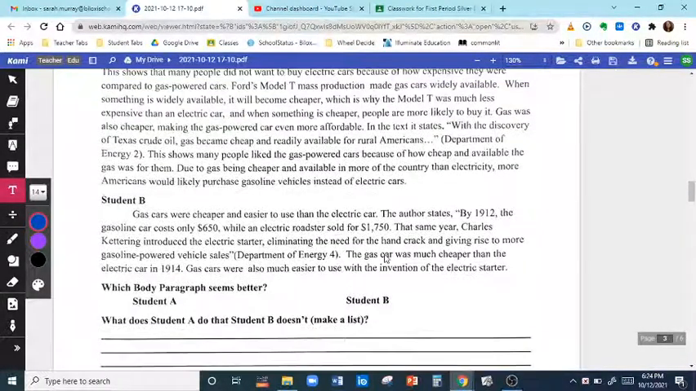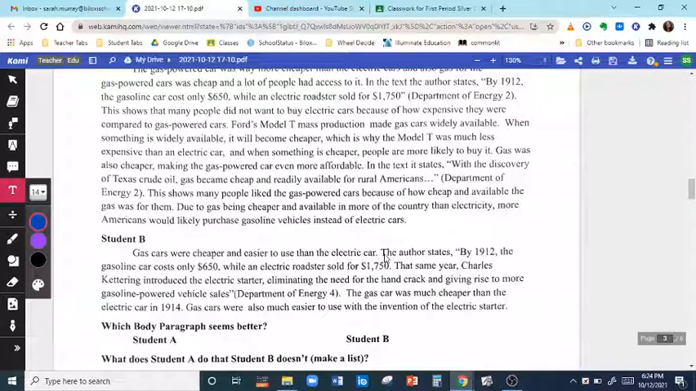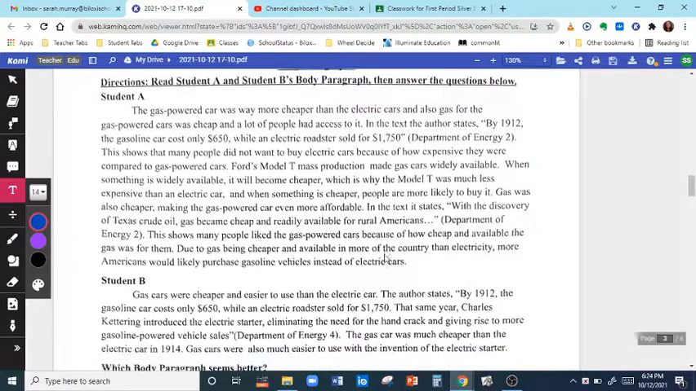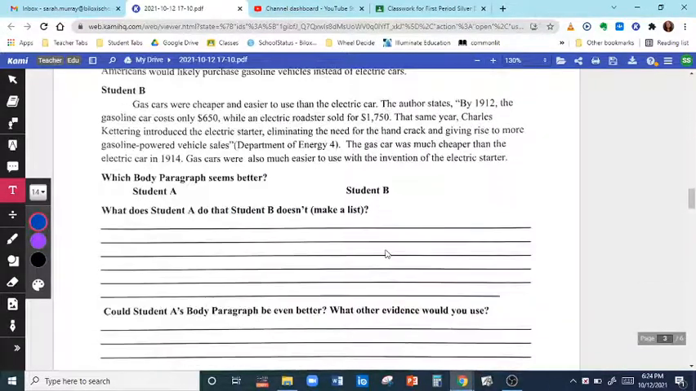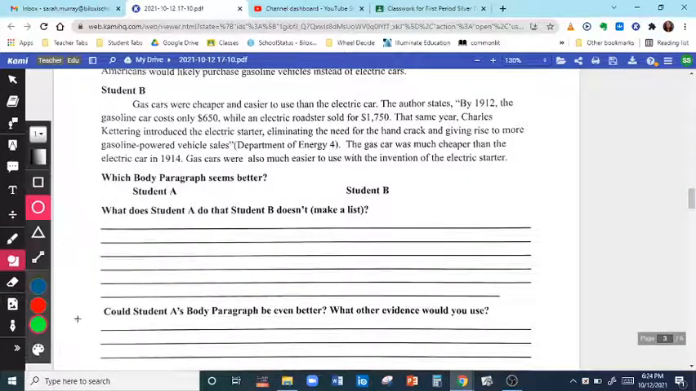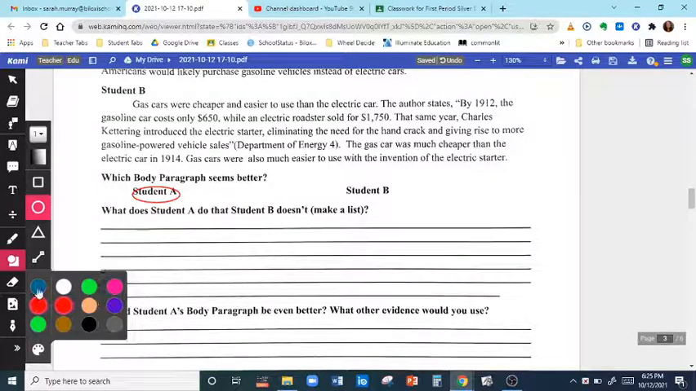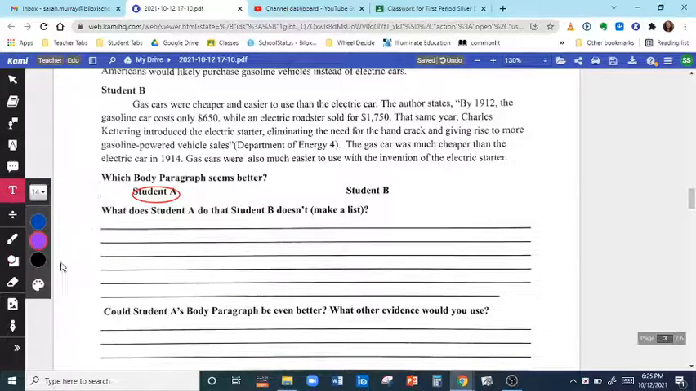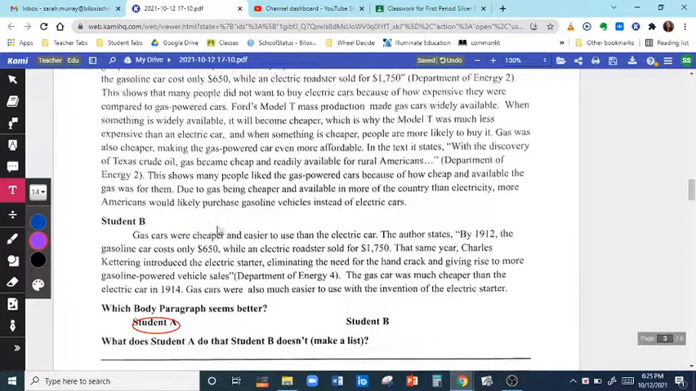Which body paragraph seems better? Again, don't look at the longer one. Look at which one is actually better. Which one really proves that gas-powered cars were cheaper? And again, I do think student A has got it in the bag. What does student A do that student B doesn't?